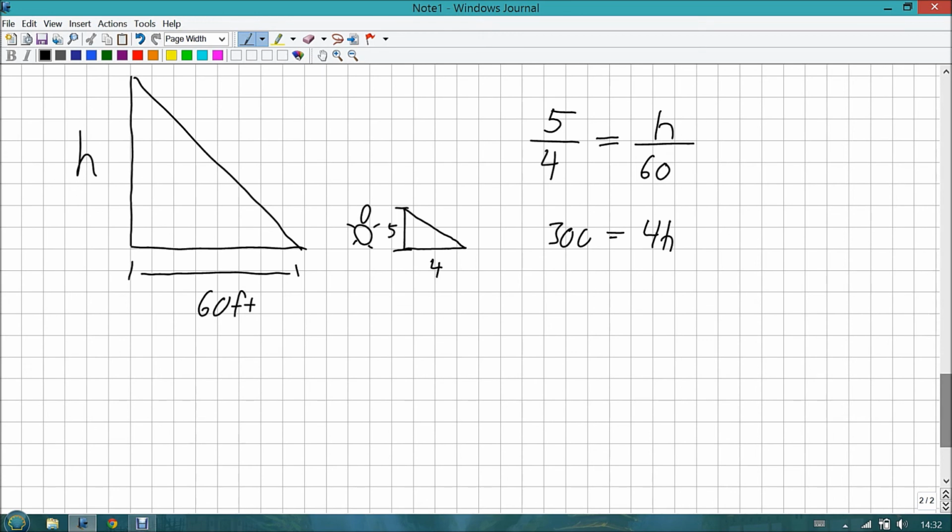I'm going to have to divide by 4. And when I divide by 4 to get h by itself, or multiply by 1/4, whichever you prefer, we get 75 is equal to h. So the cliff that Mr. O'Neill is considering climbing is 75 feet tall.